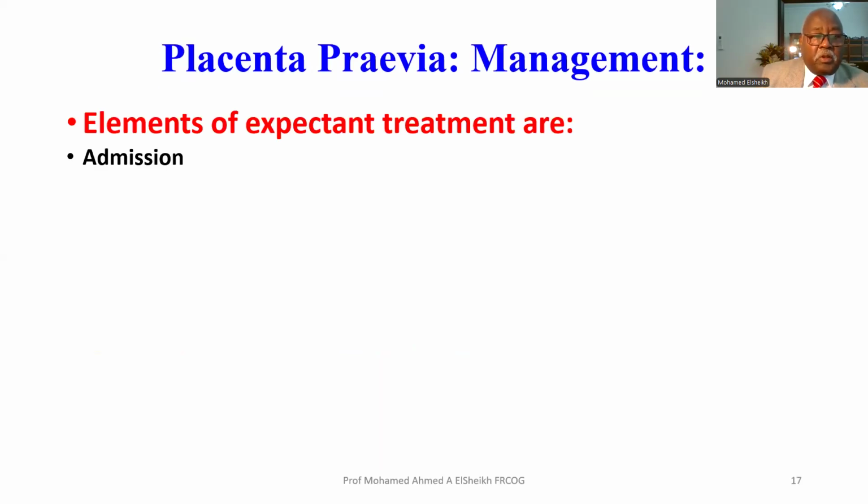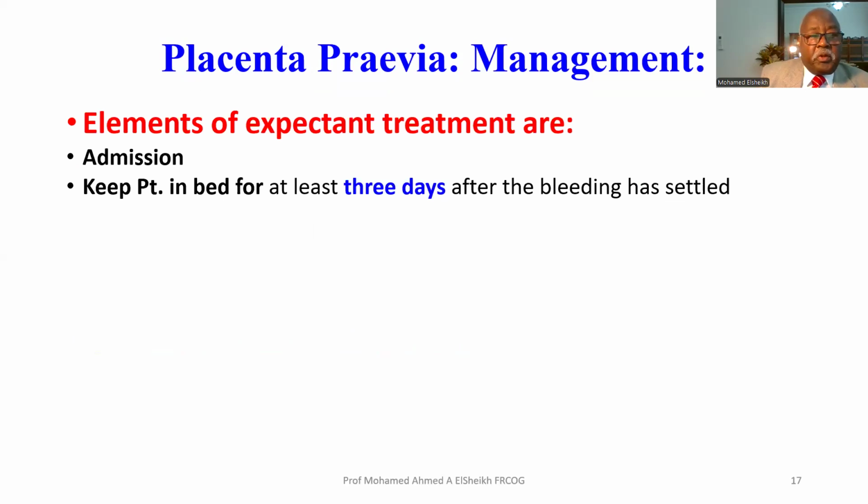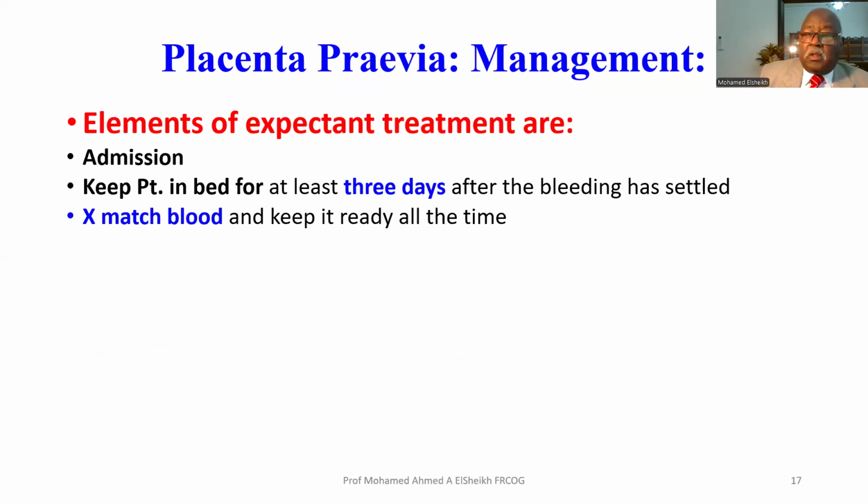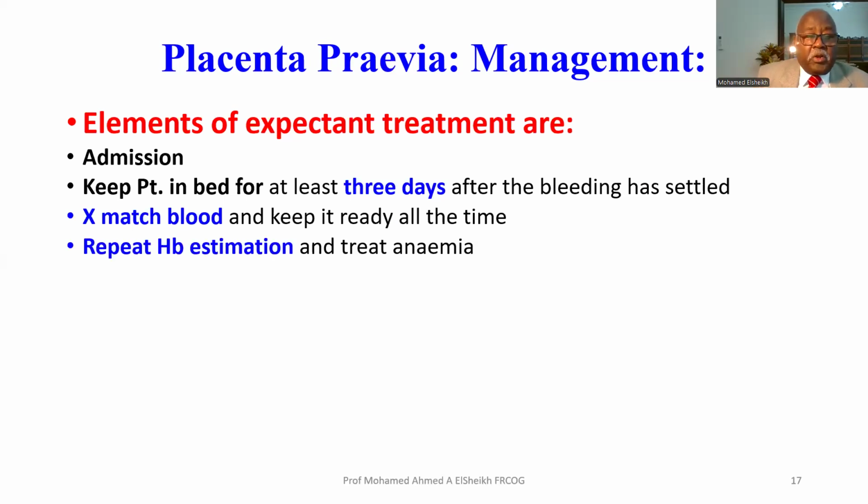And what are the elements of the expectant treatment? Keep the patient on bed rest for at least 3 days after the bleeding has settled. Then prepare blood and keep it ready all the time. And this is the important point, that you have to check that this lady has blood prepared for her in the blood bank all the time, because she may start to have a massive bleed at midnight or an odd hour, whereby the blood prepared will save her life. Repeat the hemoglobin and treat the anemia if there is any, because she may have small bleeds.